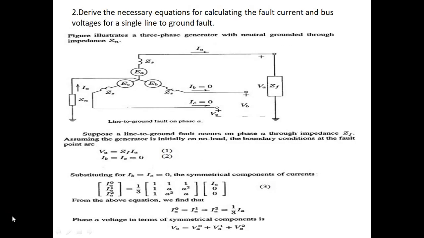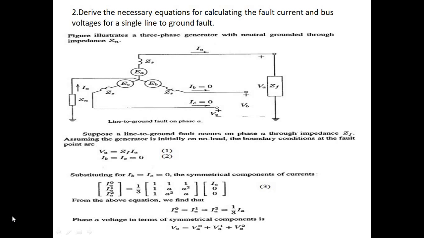The next: derive the necessary equation for calculating the fault current and bus voltage for a single line to ground fault. The figure illustrates a three-phase generator with the neutral grounded through impedance Zn. In this star connection, IA is the current value, IB is equal to 0, IC is equal to 0. VA is connected with the fault impedance to ground.